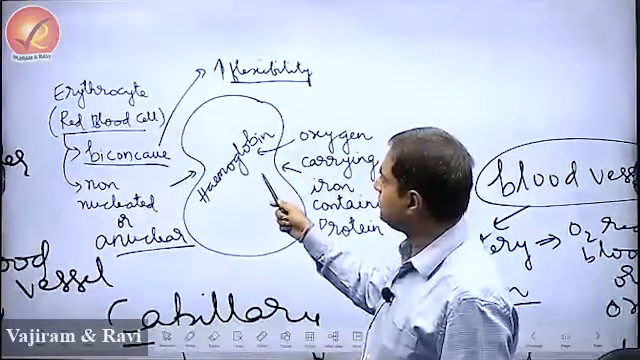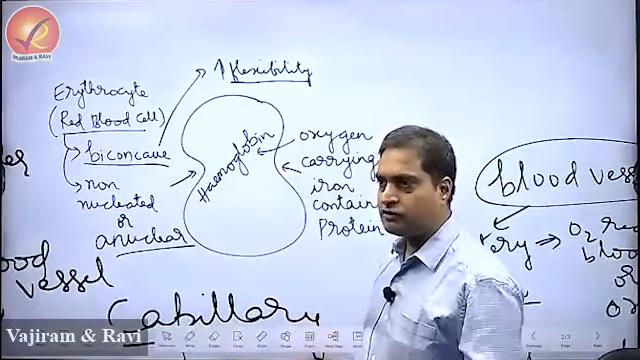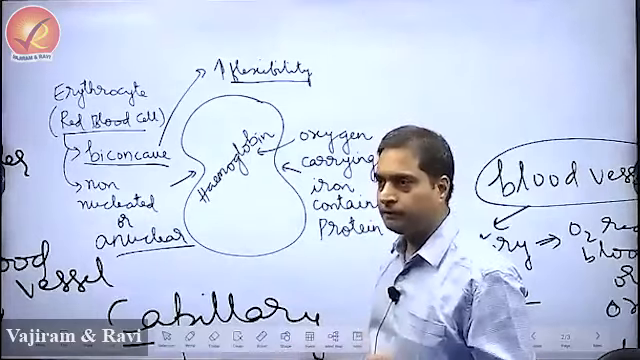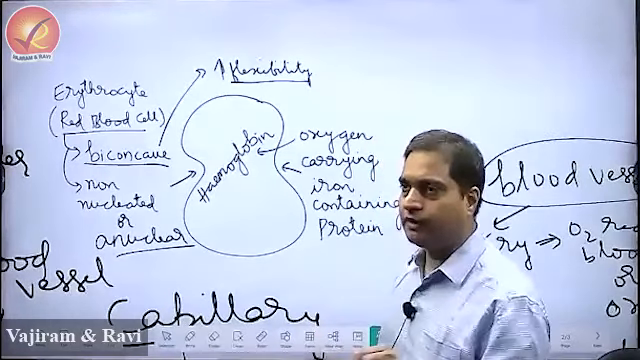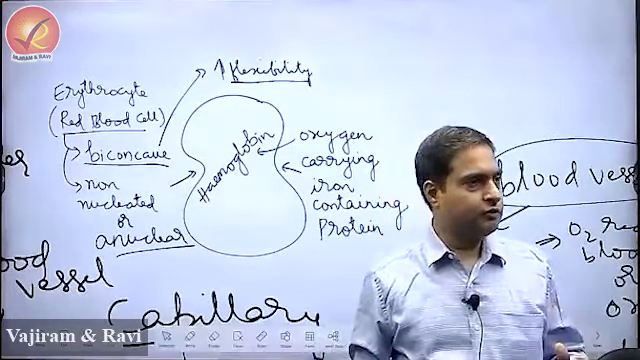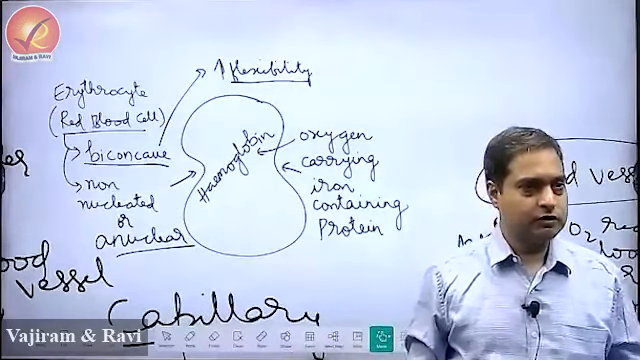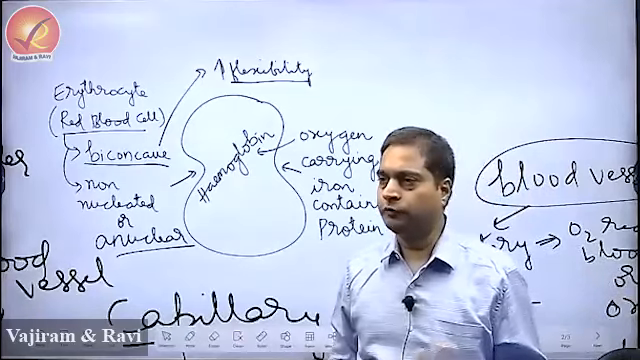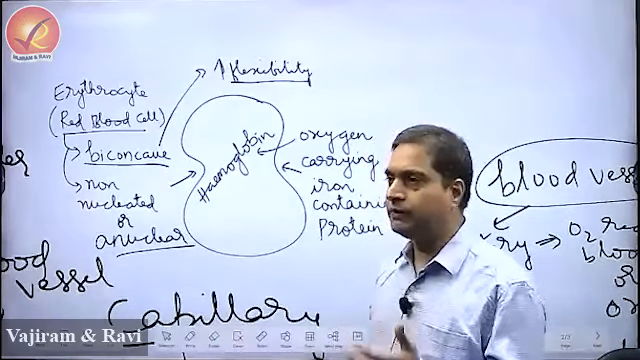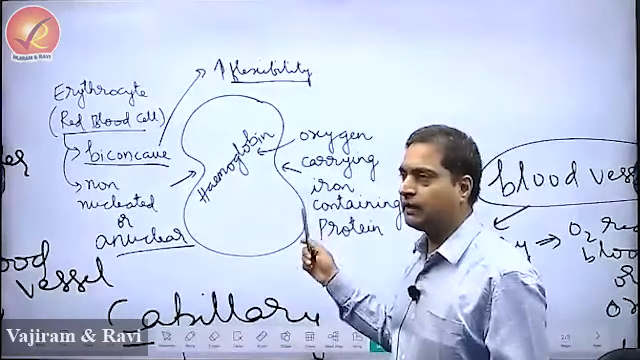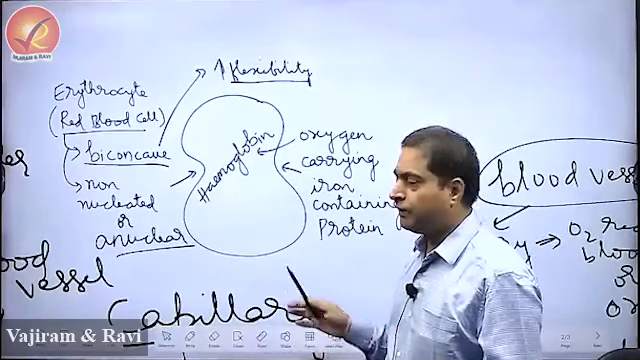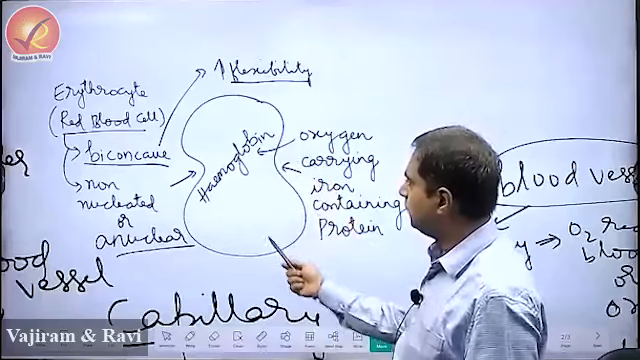So where is hemoglobin present? Inside the RBC. It has to provide space to accommodate hemoglobin. The presence of a nucleus will reduce the space or surface area to accommodate the hemoglobin. So that is the prime reason why there is no nucleus in the RBC. It increases the space to accommodate the hemoglobin.